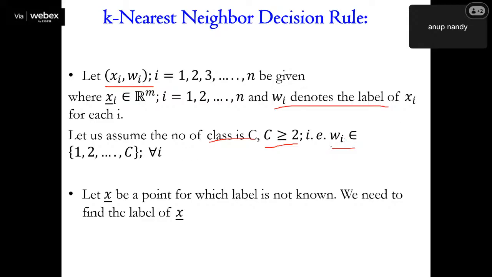So wi equal to 1 means the xi observation is coming from class 1, wi equal to 2 means it is coming from w2, and wi equal to c means it is coming from wc. That is the meaning, and this information is given to you. Now, let x be a point whose class label is not known to you. You have to apply the k nearest neighbor decision rule to classify this x and find its class label. So we need to define the rule, and we'll check how this can be done.